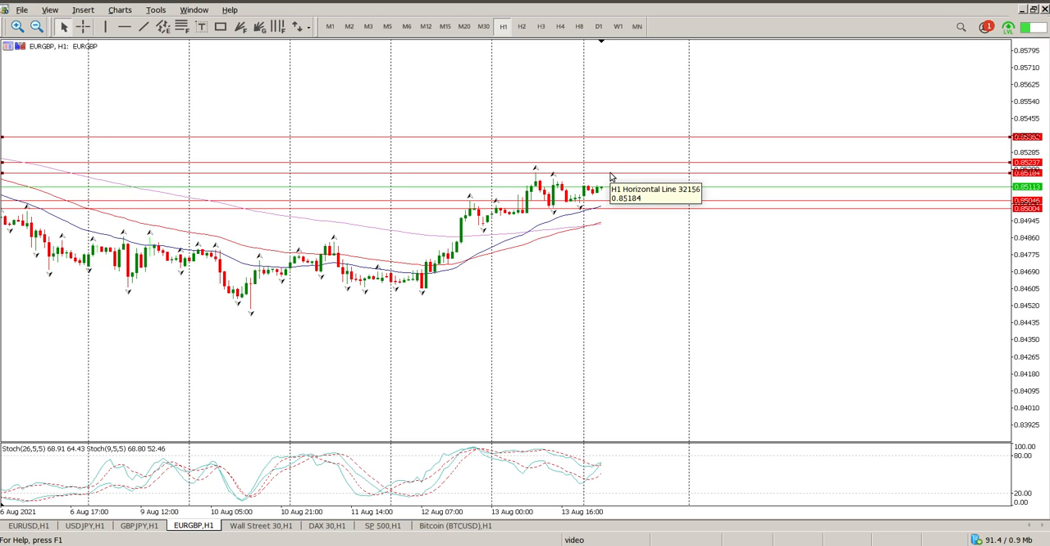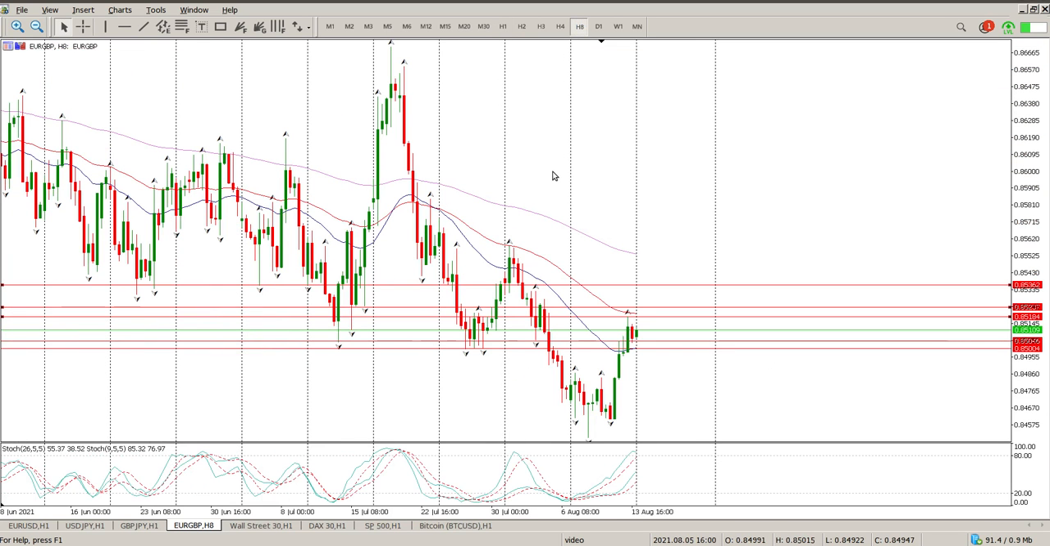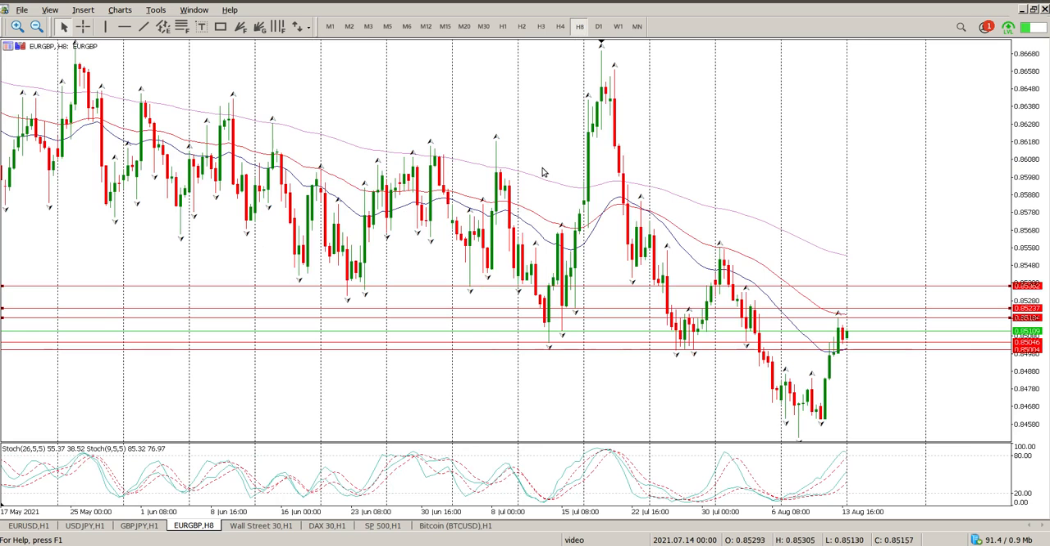The first one is 0.85184. Then you've got 0.85237, and ultimately 0.85362. You need to see what price does at those levels. I would expect the sellers to step in up there to drive this down, and that's just to continue the trend that we have been going in for so long.